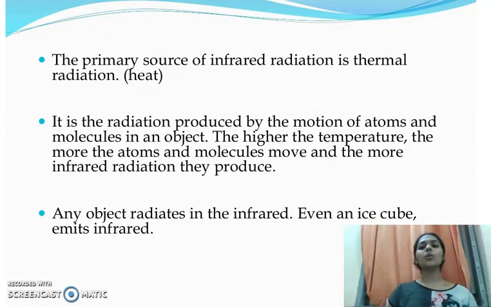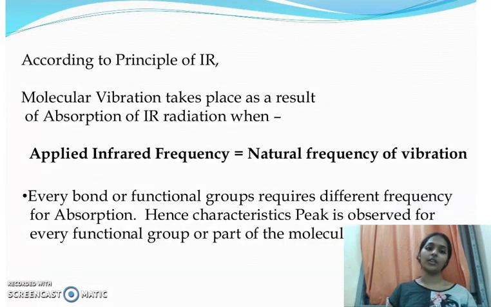The primary source of infrared radiation is thermal radiation. It is radiation produced by the motion of atoms and molecules in an object. The higher the temperature, the more the atoms and molecules move and the more infrared radiation they produce. Any object radiates in infrared, even an ice cube emits infrared radiation.